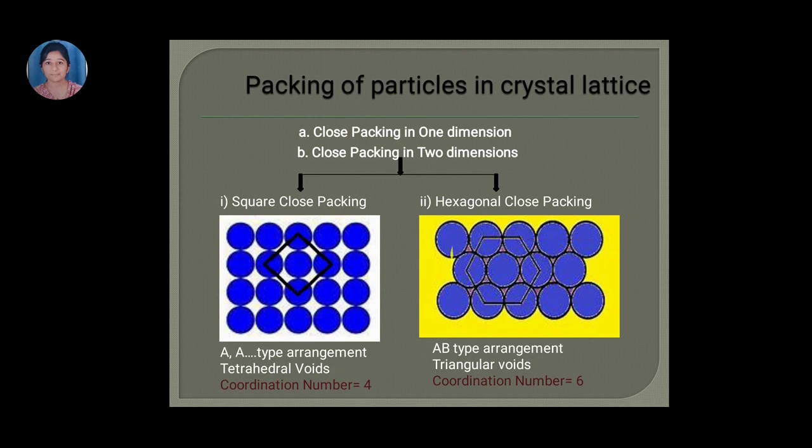That means the first layer is overlapping with the third layer, so they look similar in structure and in the space, but the first and second are different from each other. So this kind of arrangement is called AB type of arrangement. This is the difference between square close packing and hexagonal close packing. Square close packing structure has AA type of arrangement, and hexagonal close packing structure has AB type of arrangement. Now there is a term called void.